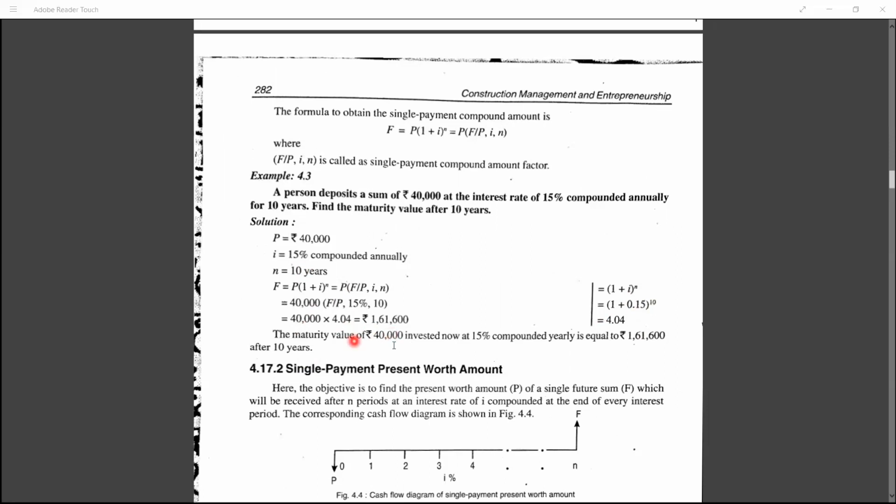1,61,600. The maturity amount for 15% is 1,61,000. But generally 15% interest nowadays is not being given. But as per the problem, see, problems will be very simple. It will be short only, but you need to remember the formula for this.